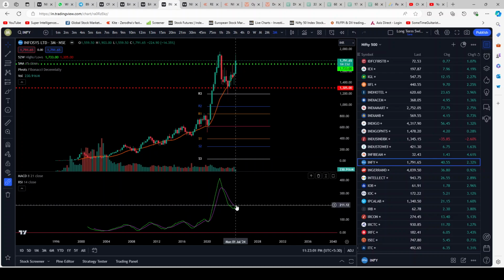There is some news about some tax evasion and all that. Believe me, once all of that is behind, this stock can go up like a rocket again.